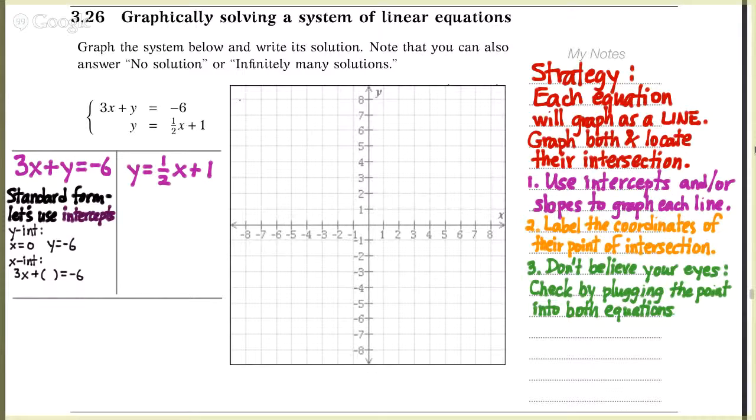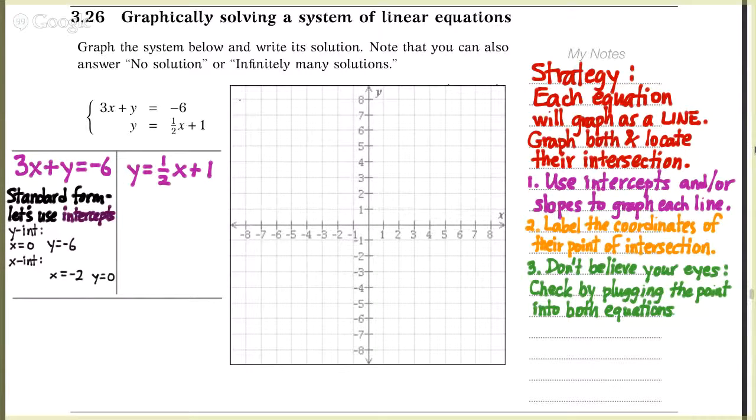To find the x-intercept, I'm going to do the opposite and set y equal to 0. There I'll get the equation 3x + 0 = -6, which I can simplify to 3x = -6, and then solve for x by dividing both sides by 3. That'll give me x = -2, meaning that the x-intercept for this particular line is the point (-2, 0), the point where x is -2 and y is equal to 0.